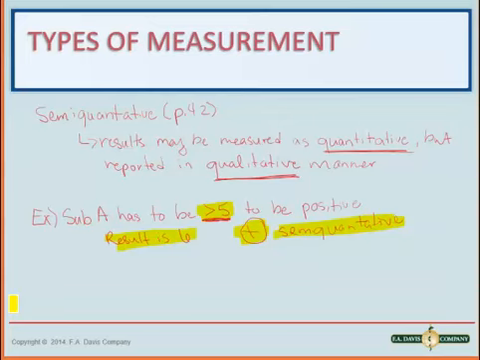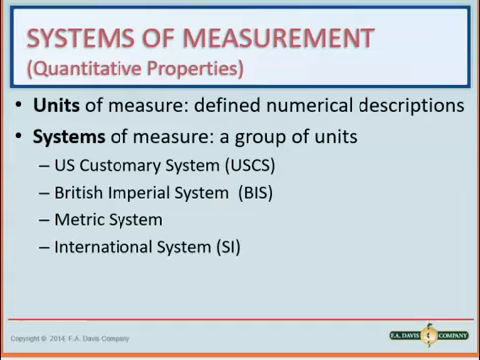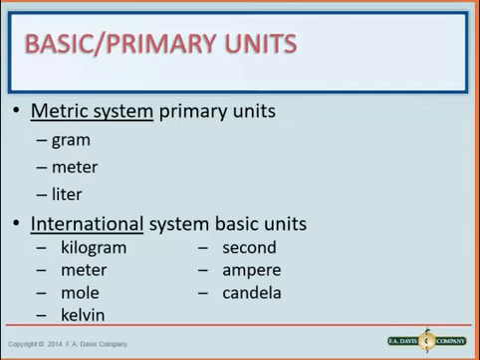There are several different systems of units of measurement out there, and basically a system of measure is just a group of units. The 4 that are the most common are the U.S. customary system, or the USCS, the British imperial system, or the BIS, the metric system, and then the international system, which is known as the SI. We're mainly concerned with the metric system and the international system in the medical laboratory field. Like I said, we're mainly interested in the metric system and the international system in the lab.